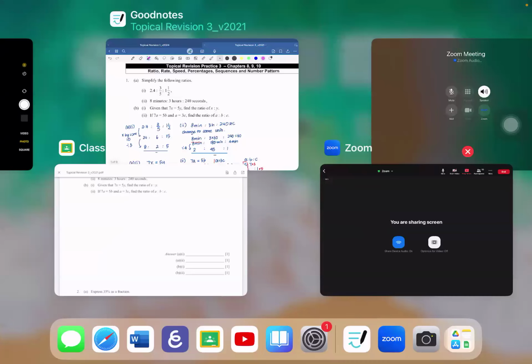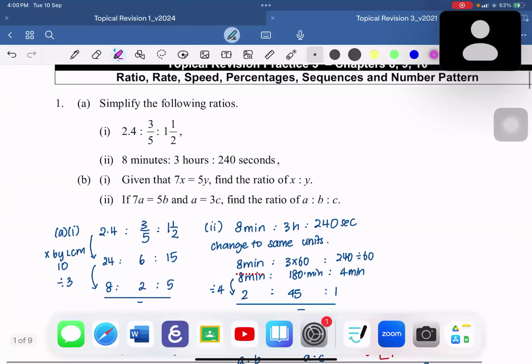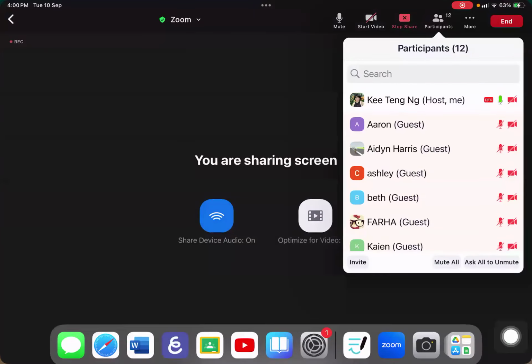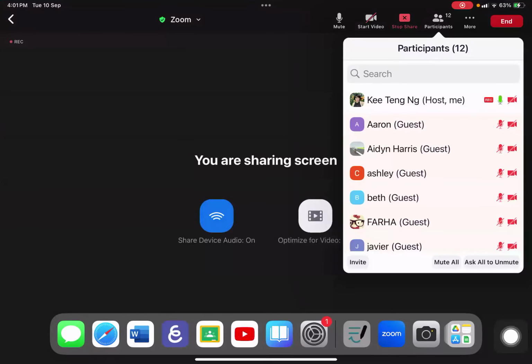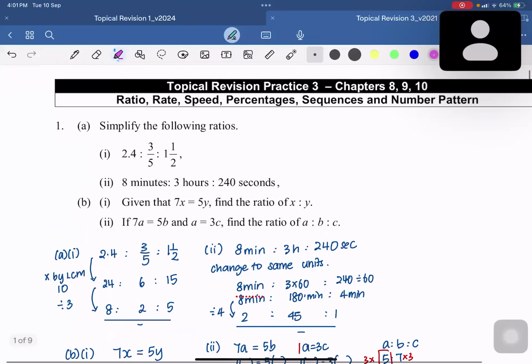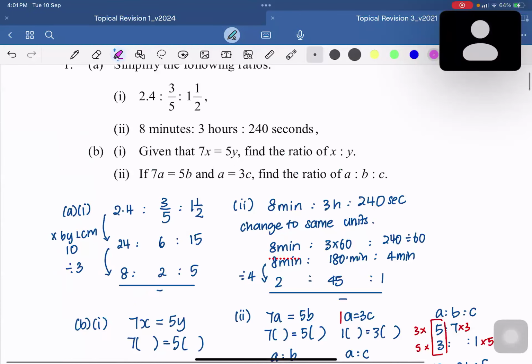All right. Okay, today we're going to go through topical revision practice 3 on a little bit more of algebra and some of the problematic questions over here on ratio, rate, percentages. Okay, and it involves a little bit of a number pattern as well. Right, so I should begin for topical revision practice 3. Let's start with the first question over here.